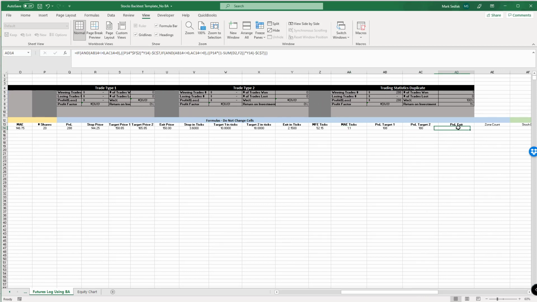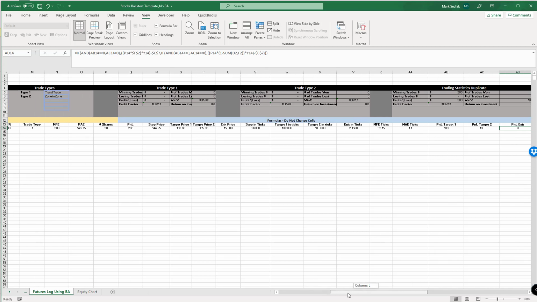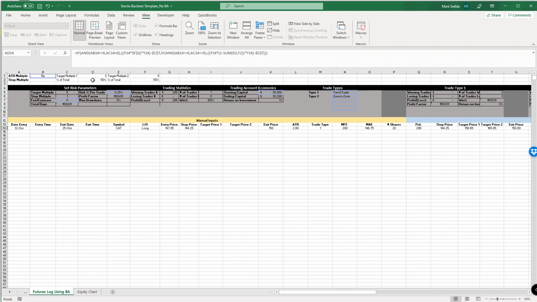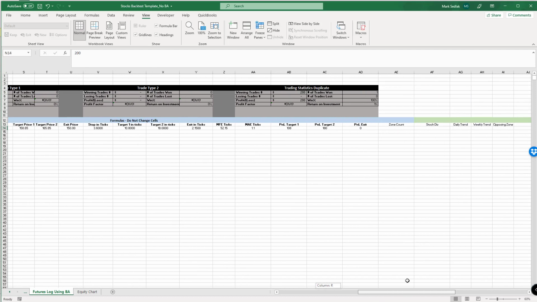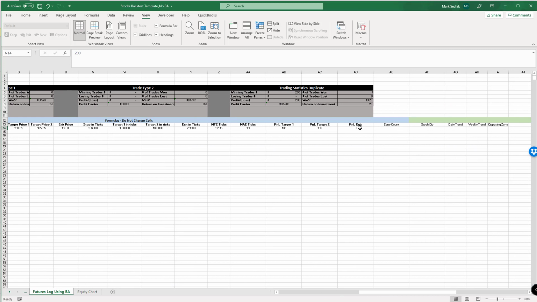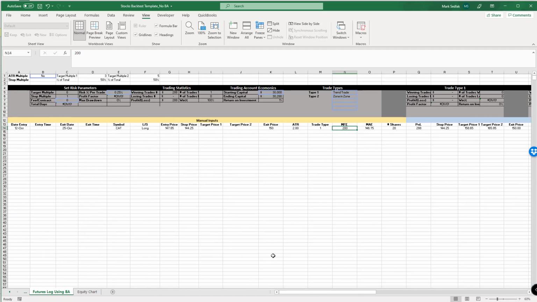And the reason this says 0 is because we had 50% here and 50% here, and we hit, in this case, we hit the target 2, which was 165. Price went to 200. So there's no shares remaining for this to come off. Okay? All right, so that's the spreadsheet.